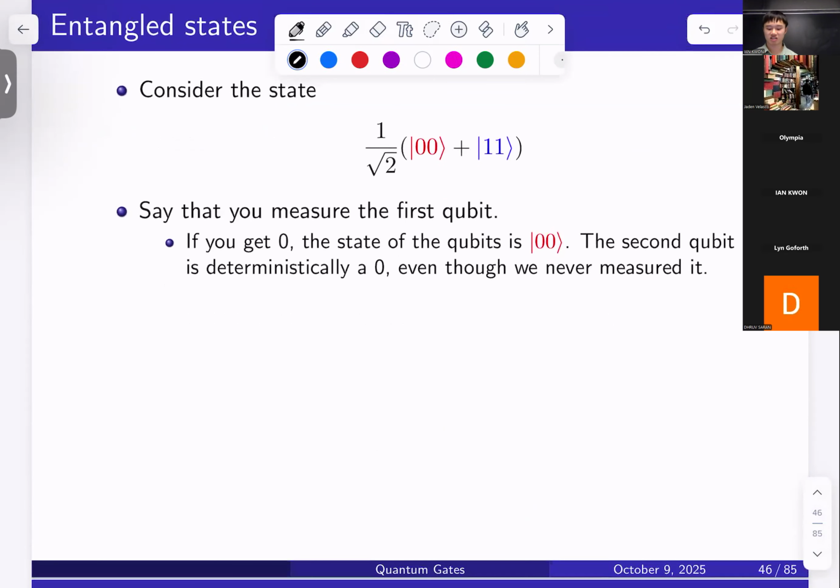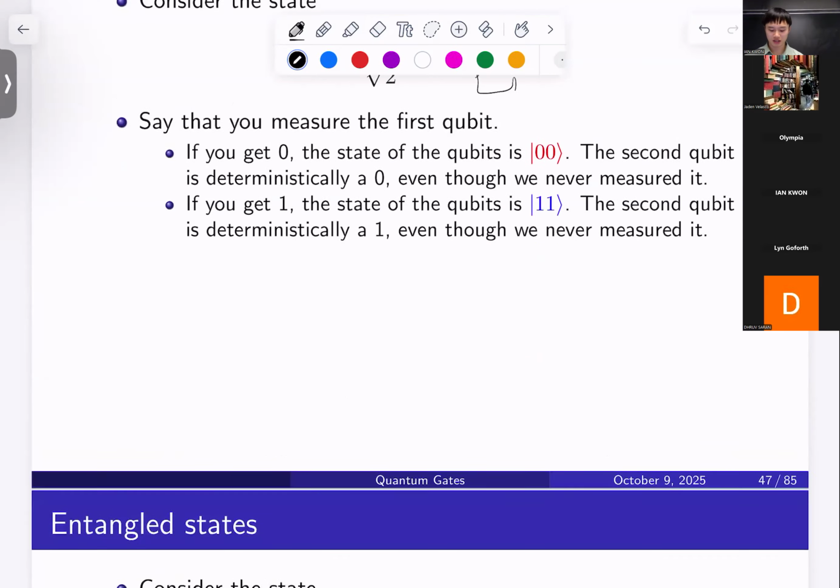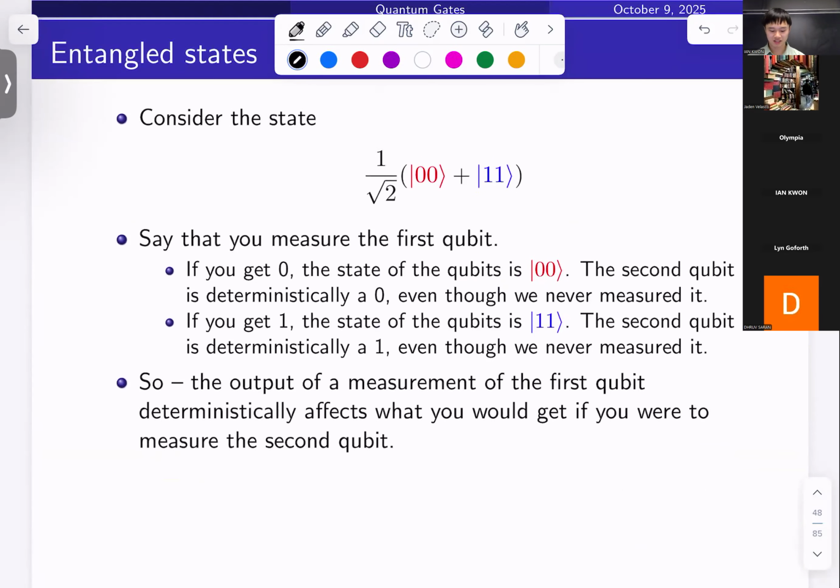And if we get a 0, then the only thing that could come from is this first state, right? And so that means that our 2-qubit state collapses to this. And that means that the second qubit has now also become a 0, even though we didn't do anything to it, right? We didn't apply any operation, we didn't measure it, but we know what it is now. And additionally, if we measured the first qubit and got a 1, it could only come from this, and so now the state is 1, 1. So again, the second qubit, we know what it is, even though we didn't do anything to it. So again, just to recap that.